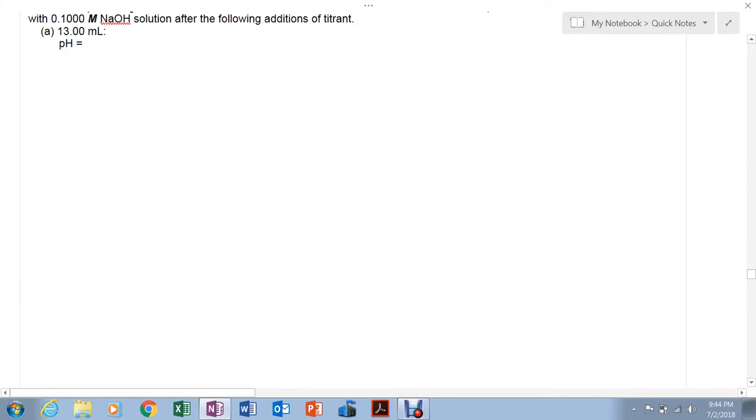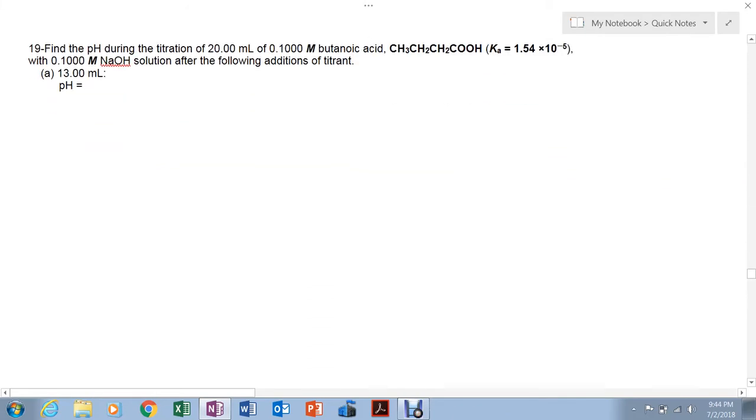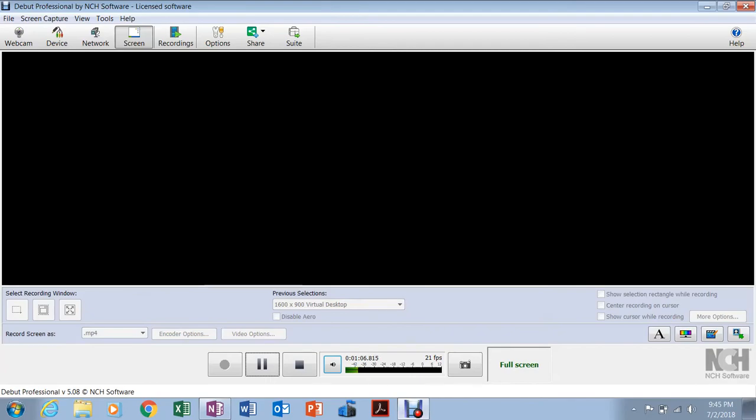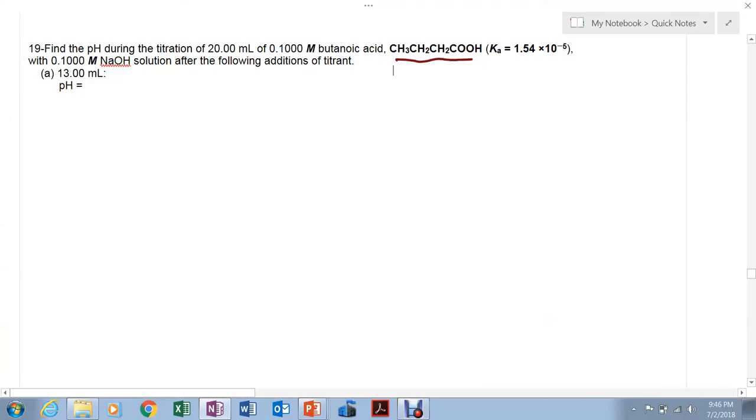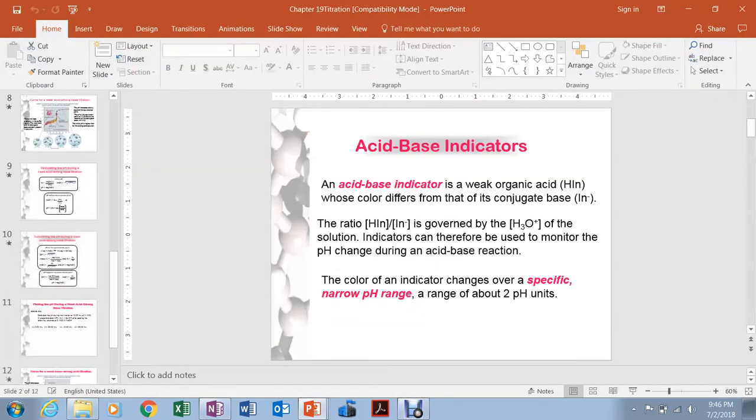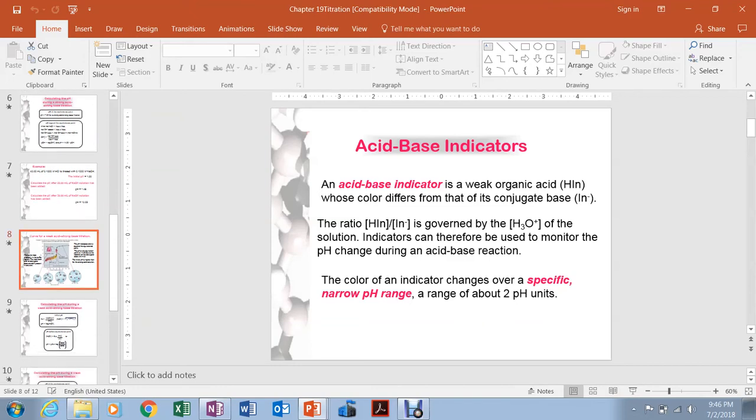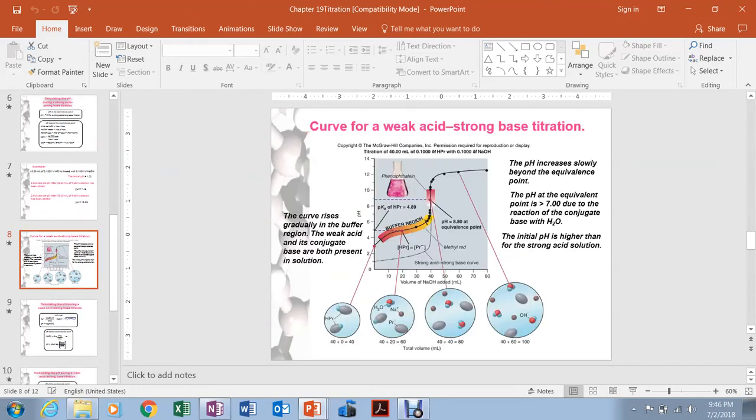Okay, here we go. 19 is a little bit different. Why? Because now we have a weak acid with a strong base. Like I said, if we look at this, this is a weak acid with a strong base, sodium hydroxide. Let's look for a second at the titration curve, which is going to be this one. A weak acid with a strong base.